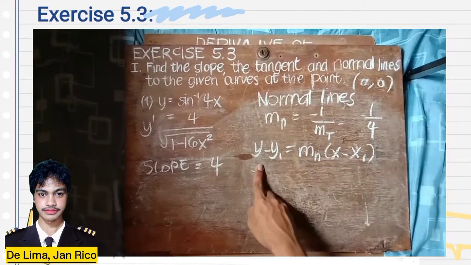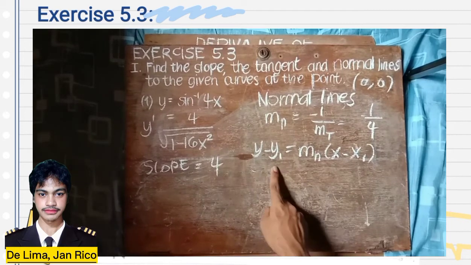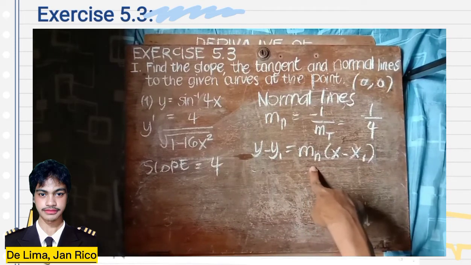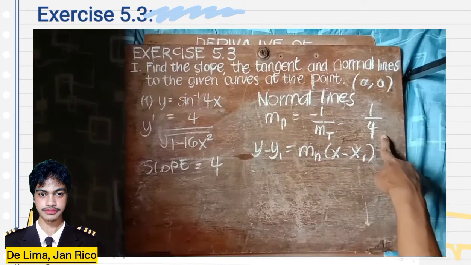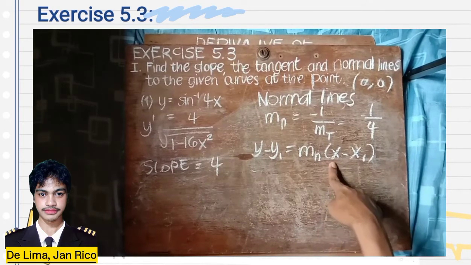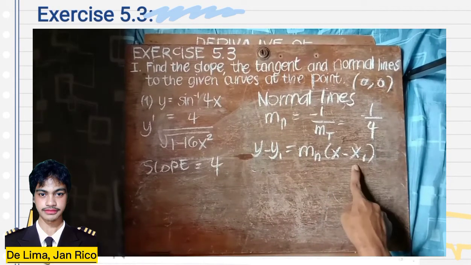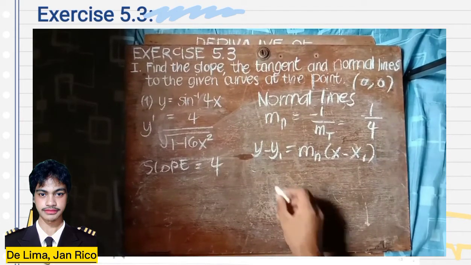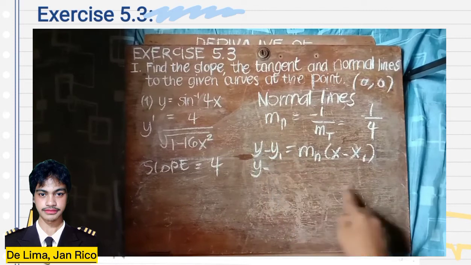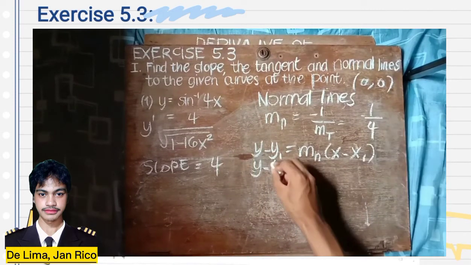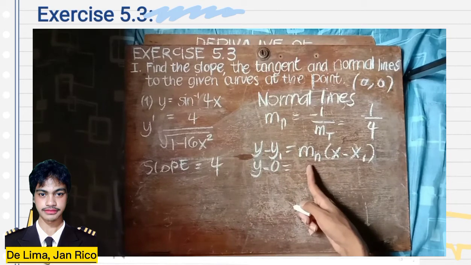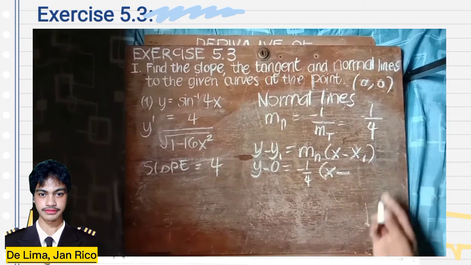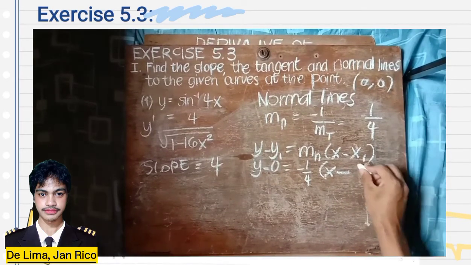We don't have a value for y, so it will just be y. And the value for y sub 1 is equals to 0. The value for m sub n is equals to negative 1/4. And we don't have a value for x, so it will just be x. And lastly, the value for x sub 1 is equals to 0. Then, substitute. Y minus 0 is equals to m sub n, which is equals to negative 1/4 times x minus x sub 1 is equals to 0.